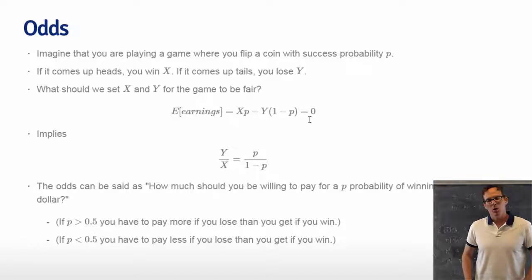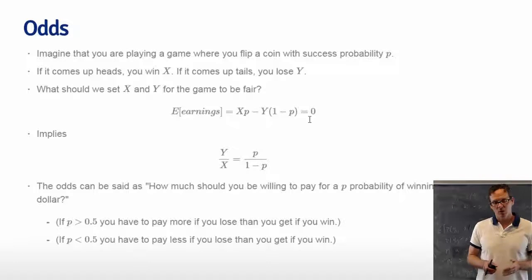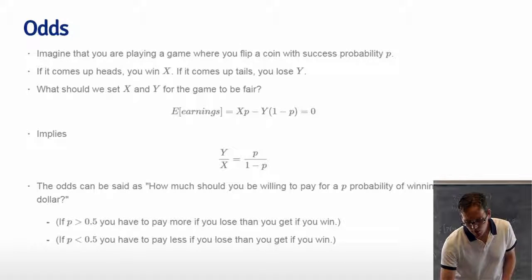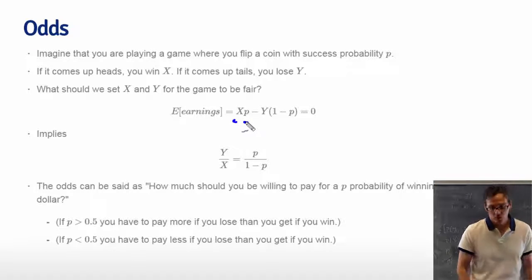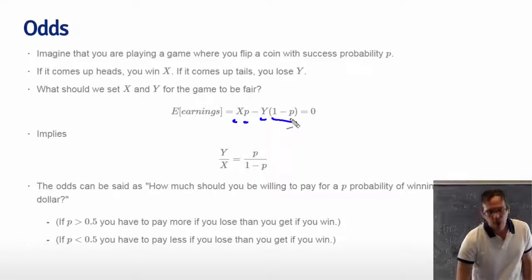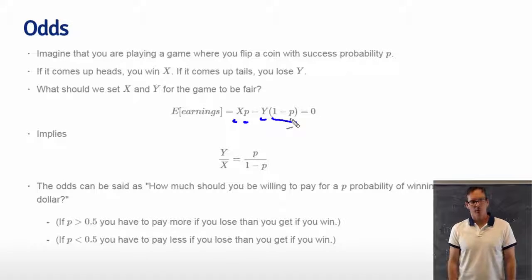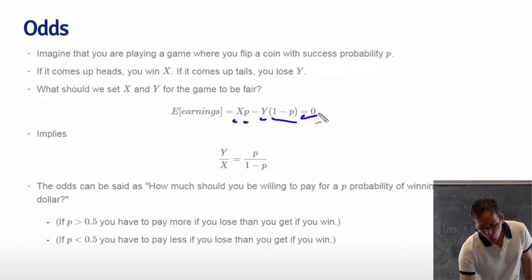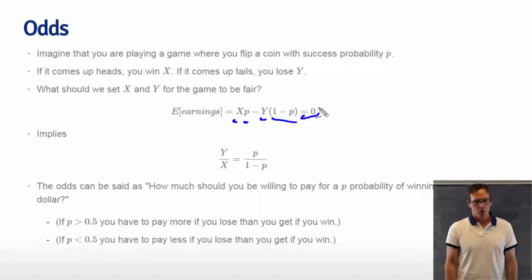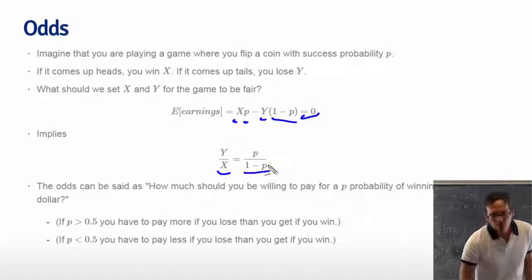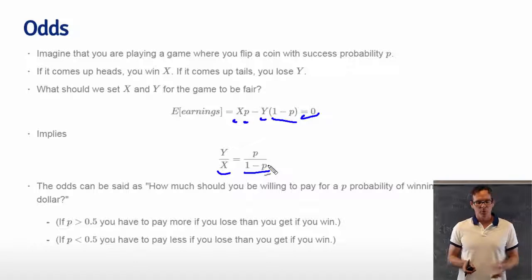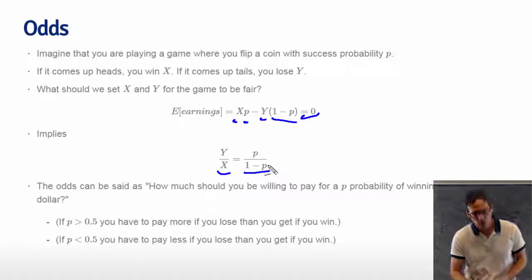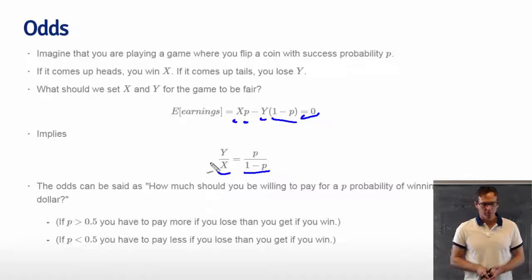So what are your expected earnings? Well, if you took the inference class, you would know that your expected earnings is how much you would win given the coin came up heads, minus how much you would lose given the coin came up tails. And if we want it to be a fair game, we want our expected earnings to equal 0. If we solve that, we get y over x equals p over 1 minus p. So in other words, the odds can be said as how much you'd be willing to pay for a probability p of winning $1, setting x equal to 1.